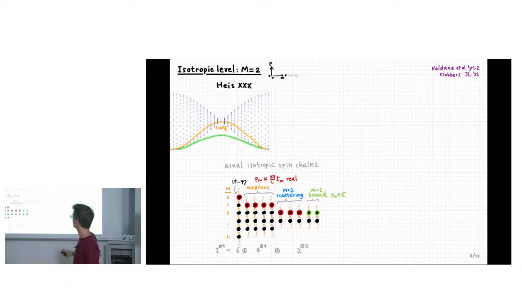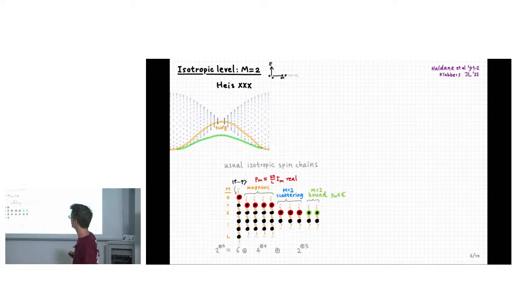So here is a plot of the total momentum. This is two particles, so there's a total momentum, which is the sum of the two quasi-momenta of the separate magnons, and this is from 0 to 2 pi. And then here is the energy, with some units that I've suppressed. And what you see here is that this spectrum consists of three types of solutions to the Bethe equations.